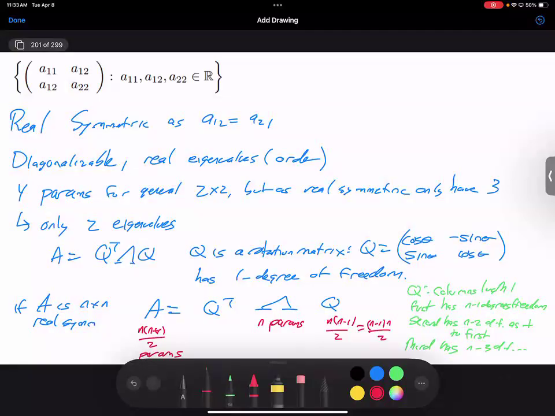So this is telling us that if I look at a general matrix, the number of free parameters for an n by n real symmetric matrix is growing like n squared. But the number of eigenvalues is only growing like n. Where are the other parameters? They're in this matrix Q. I can write any A as Q transpose lambda Q. And so you always want to do these quick calculations to get a feel for the size, a feel for the complexity.